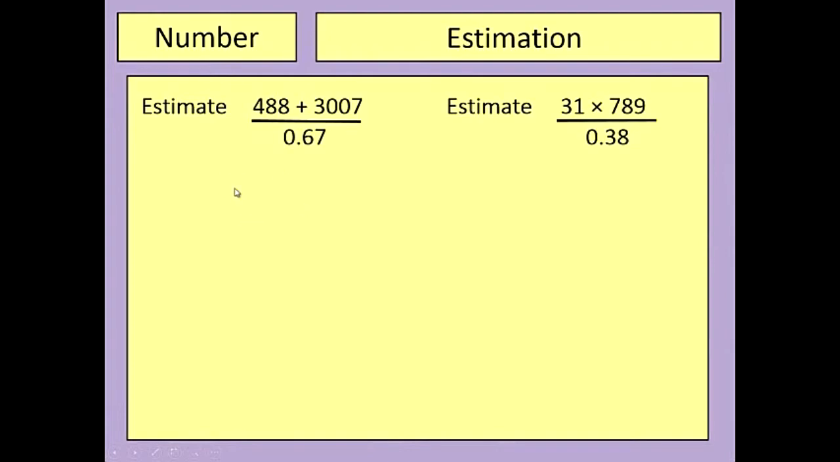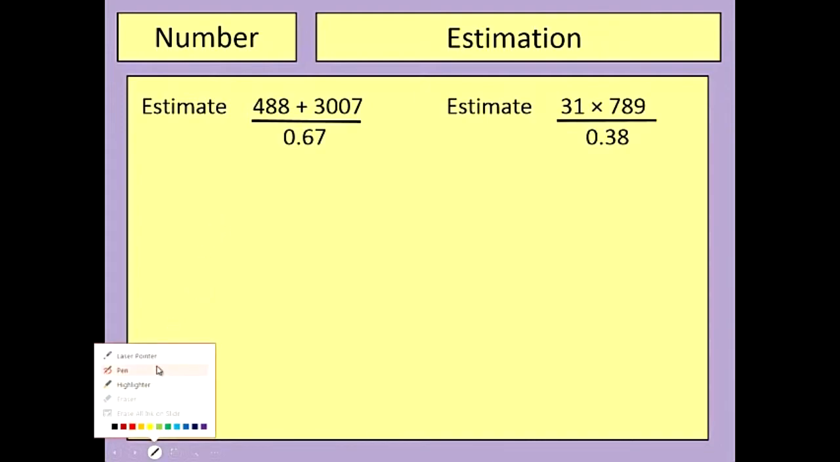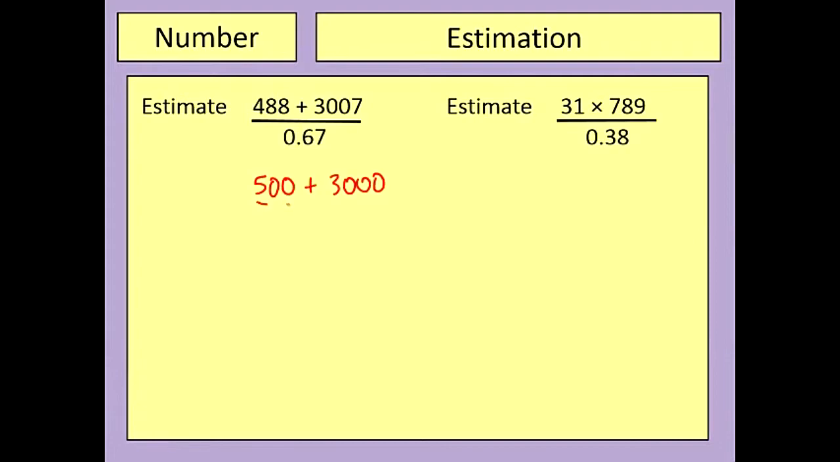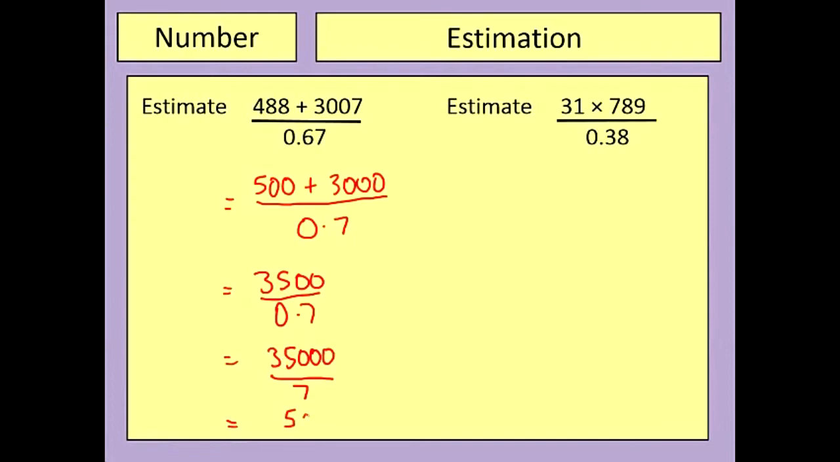Okay, here are the answers then. So for this top line we have 500 plus 3000. I'm going to divide all of that by 0.7, which is 3,500 over 0.7. Then we use that strategy, let's times the top, 35,000, so I've times by 10, and then on the bottom I've times by 10, which gives me 7, and I can do this because 7 into 35 goes 5, and then I've got 3 zeros on the end, so 5,000.